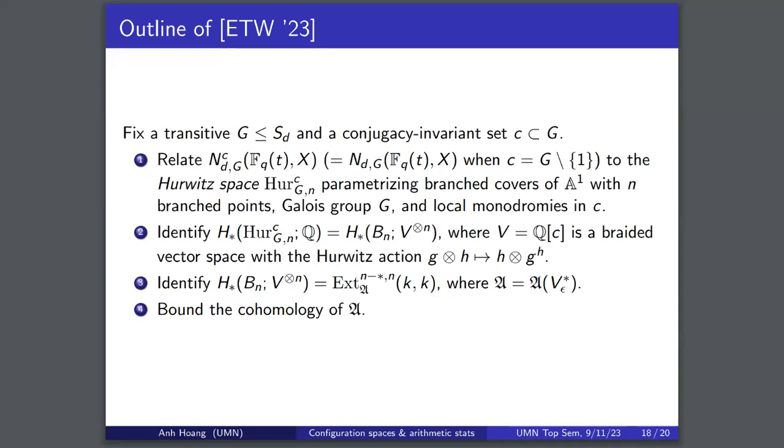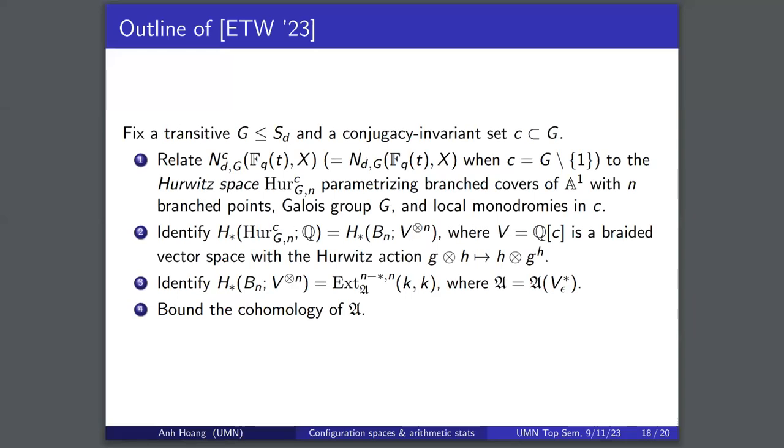Okay, so they relate this number to the Hurwitz space parameterizing branched covers of A^1 with n branch points, Galois group G and local monodromies in C. In this case, they also use the same standard machinery we talk about, where you start with point counting over something called the Hurwitz schemes, and then you pass through a series of spaces up to this point. I'm not going to go into that, but the basic idea is they use the same standard machinery, just a little bit more complicated arithmetic geometry.